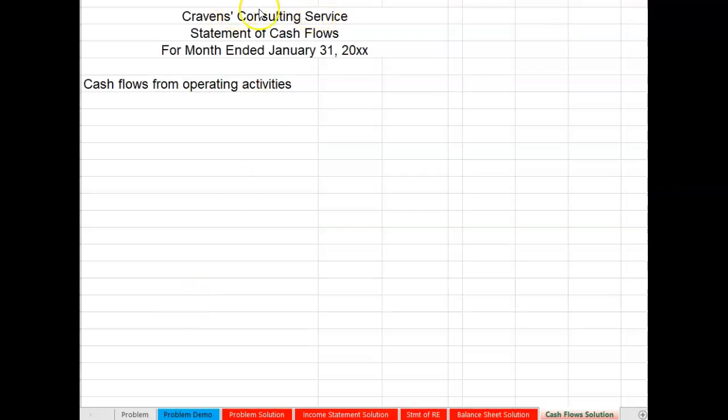Here's our heading: Craven's Consulting Service, Statement of Cash Flows for month ended January 31st, 20XX. And the first line of every statement of cash flows is cash flows from operating activities. Cash flows from operating activities consists of cash received from customers and cash paid for expenses. These numbers do not necessarily equal consulting revenue and total expenses shown in your income statement and on the worksheet. Let's work together to calculate cash received from customers and cash paid for expenses.